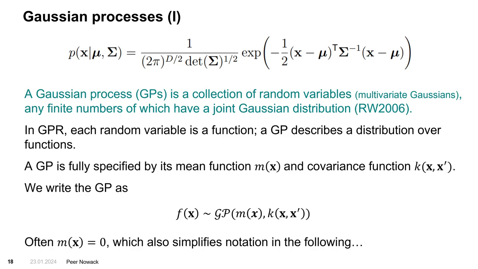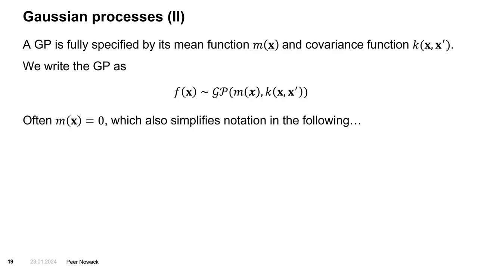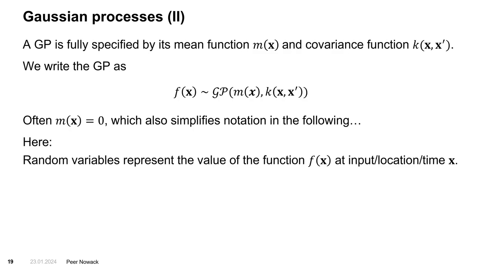And then for notation purposes, I will set the mean here to 0. This is quite commonly done, and you can do this quite easily in practice by normalizing your data, right? But it simplifies the notation in the following. I will sometimes point out when it becomes important. Okay, so we have the Gaussian process. We set the mean to 0.